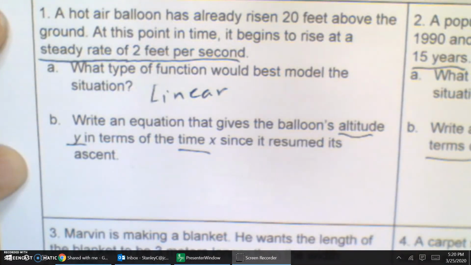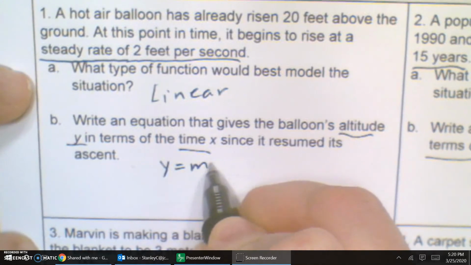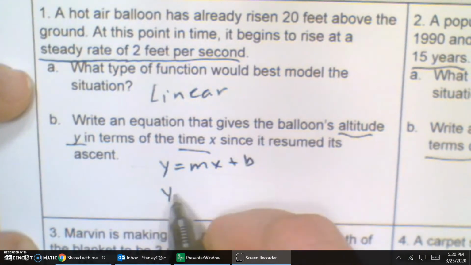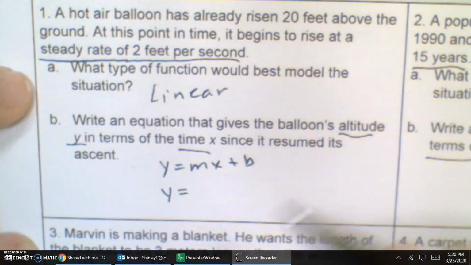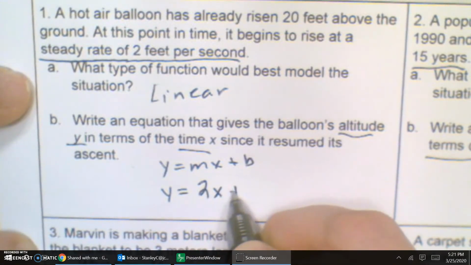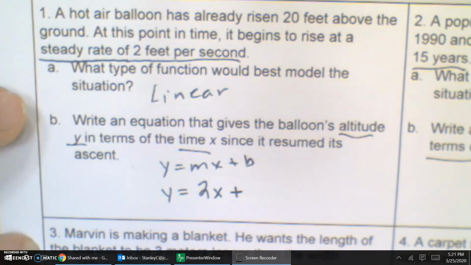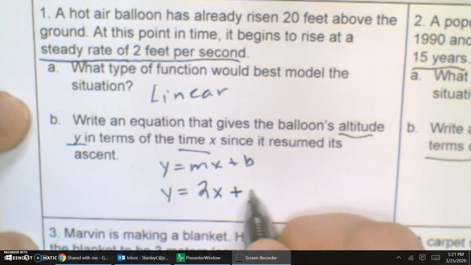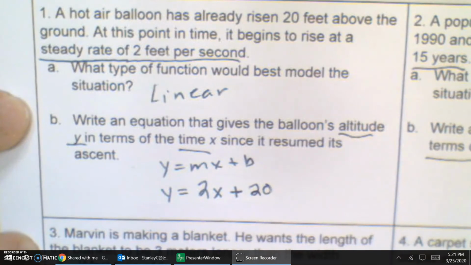Write an equation that gives the balloon's altitude y in terms of the time x since it resumed its ascent. So slope-intercept form. Your rate, steady rate at 2 feet per second, and you began, the hot air balloon had already risen 20 feet above the ground. So y is equal to 2x plus 20.